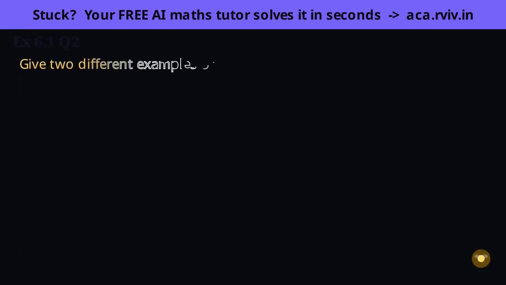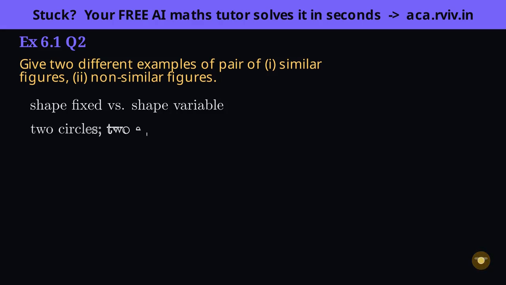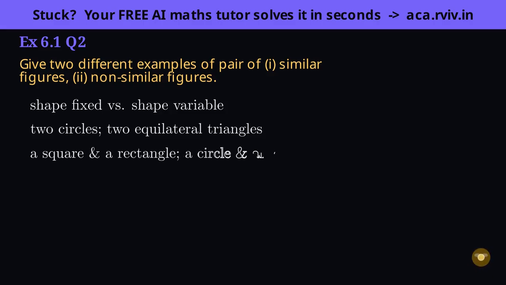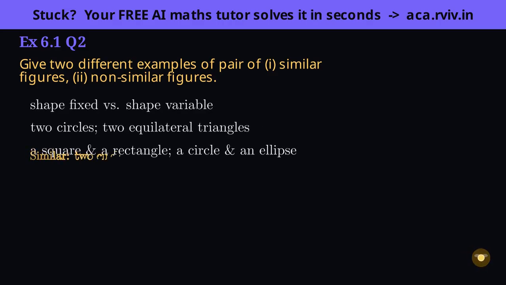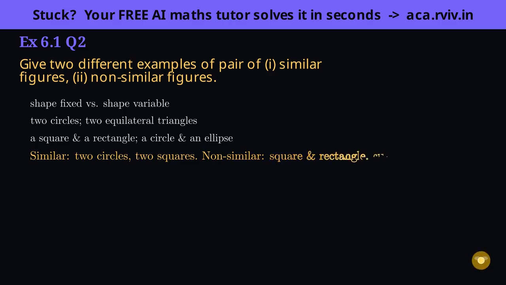Pick shapes whose angles are locked, then shapes whose angles can vary. Set up: similar figures keep the same shape. Non-similar ones can have the same name but different proportions. For similar pairs, choose figures whose form is fixed by their type. For non-similar pairs, choose shapes whose sides or angles can differ. Insight: shapes with fixed angles are automatically similar. Loosen the angles or side ratios and similarity breaks.